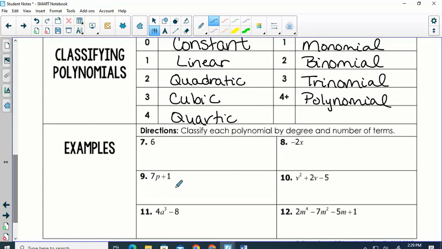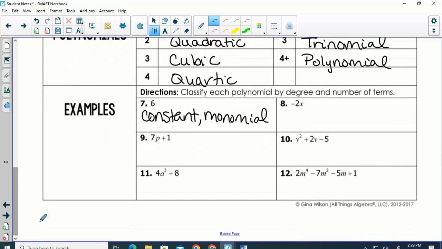And so if we look at these examples. 6. Does it have any variables? So what do we call it? Constant. And how many terms is it? Just 1, so it's a monomial. Okay, -2x. It is linear because it has an x to the first power. But there's still no addition or subtraction. So I only have one term, so it's still a monomial.